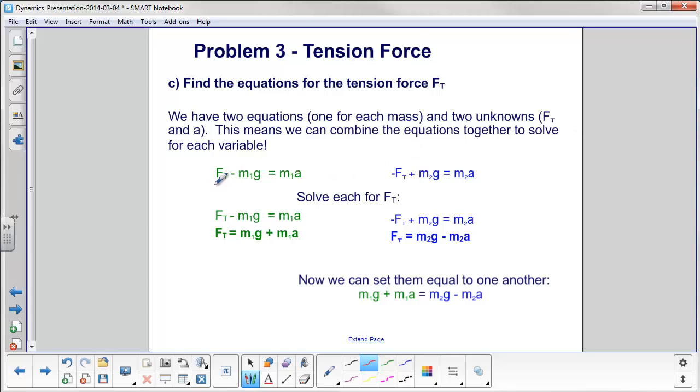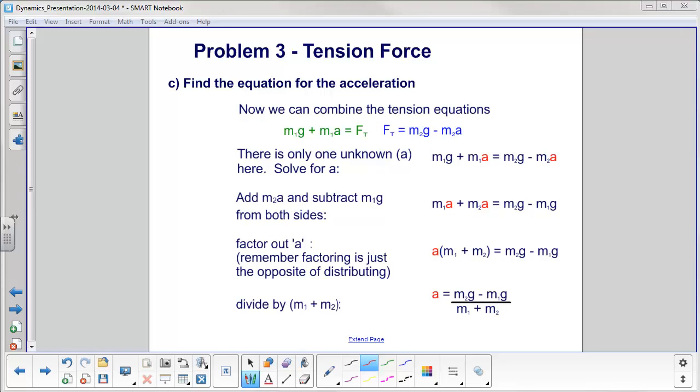We take the first one for mass 1 and we just solve for Ft. In this case, all we have to do is put m1g on the right side. So we have the tension is m1g plus m1a. For the second mass, m2, we do a little tiny bit of algebra and we find that the tension is m2g minus m2a. So this equation is equal to the tension, and so is this. Since they're both equal to the tension, I set them equal to each other. And then at the bottom we have m1g plus m1a equals m2g minus m2a.